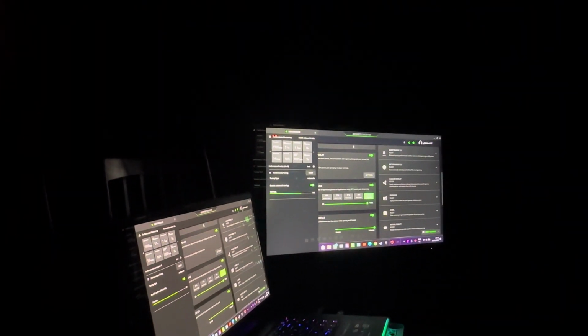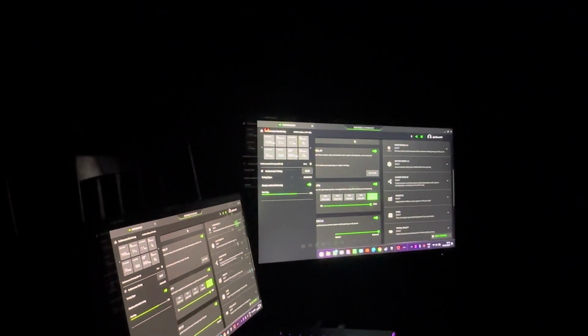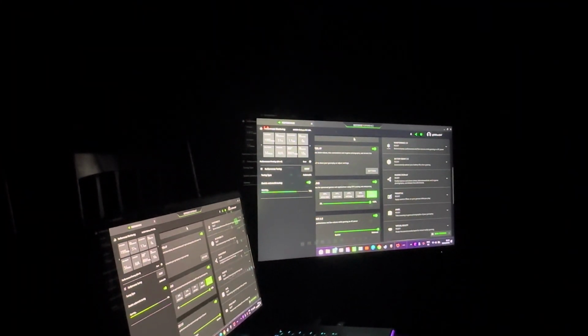And if you ask me why the benchmark is so important, it's because I'm trying to overclock my laptop.